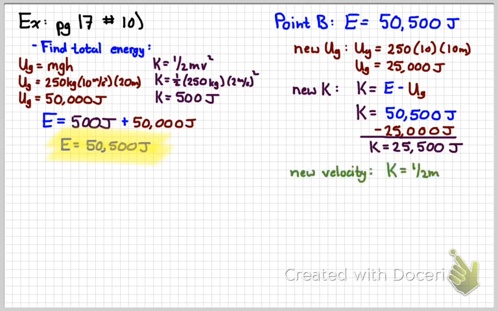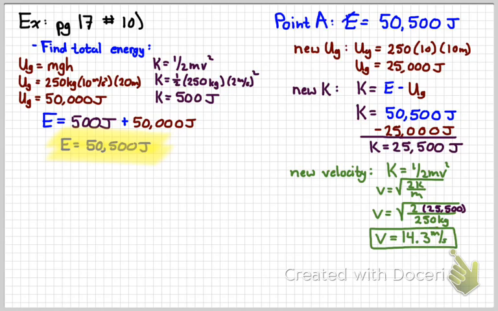Now that I have that, now I can solve my kinetic energy equation for the velocity. So we get that the velocity is the square root of 2K over m. So doing some substitution, make sure you use our new kinetic energy, not the old one. As I go farther down the incline, I'm going to get more kinetic energy, so I'm going to speed up. Make sure you use the correct kinetic energy right there. And when you punch the buttons on your calculator, you'd get 14.3 meters per second.